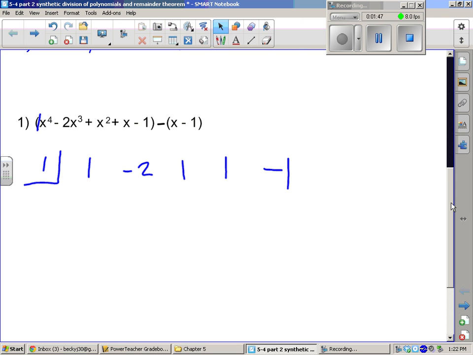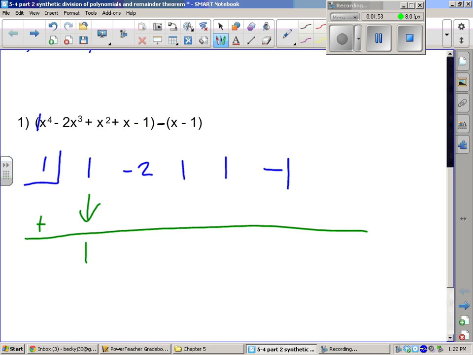Then we put a big line underneath, and we drop down our very first number. Drop that all the way down. Next thing we do is multiply press box times that number and write it under the next number, the -2. So 1 times 1 is 1, and then we add that column and we get -1. Start it over, multiply -1 times 1, -1, add, we get 0. Multiply, 1 times 0 is 0, add, we get 1. 1 times 1 is 1, add, we get 0.